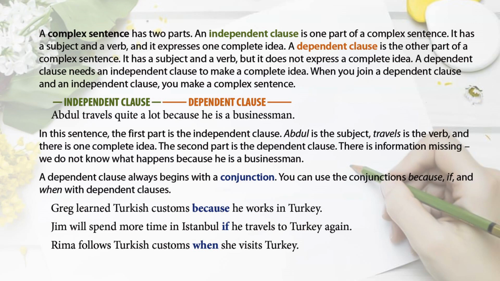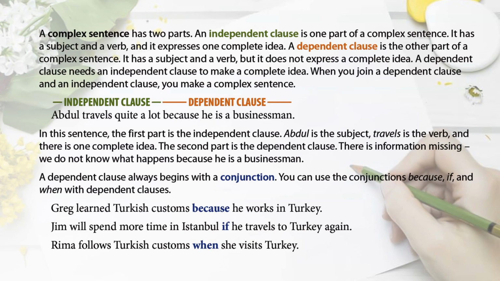A dependent clause is the other part of a complex sentence. It is a subject and a verb, but it does not express a complete idea. A dependent clause needs an independent clause to make a complete idea. When you join a dependent clause and an independent clause, you make a complex sentence.